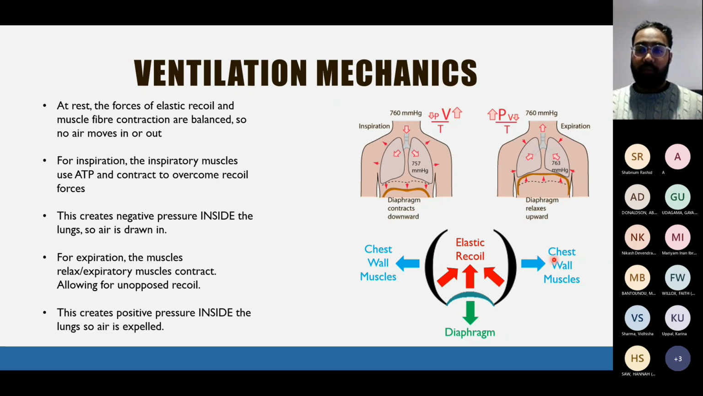It's all this balance between muscle contraction and recoil. And then the recoil can be assisted by the expiratory muscle contraction. Okay.